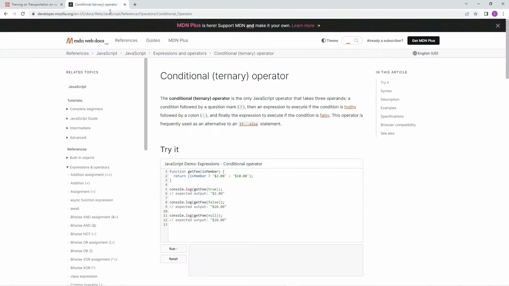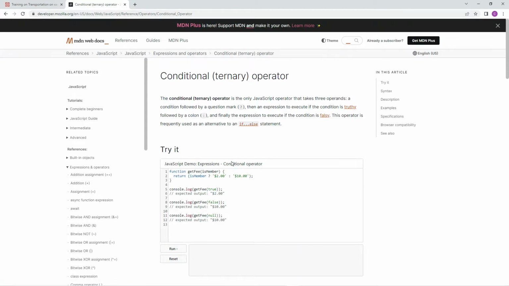So this is just going to be a ternary operation. We're going to use the conditional or ternary operator. And it is the only JavaScript operator that takes three operands, a condition followed by a question mark, then an expression to execute if the condition is truthy, followed by a colon, and finally the expression to execute if the condition is falsy. This operator is frequently used as an alternative to an if-else statement, right?